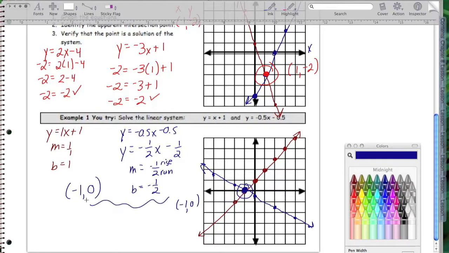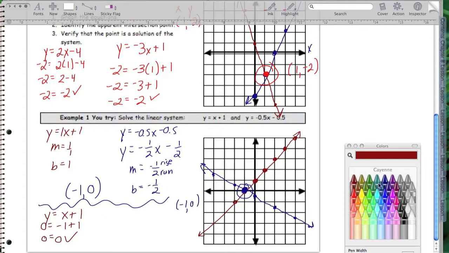Now we have to test it just to make sure, because you never know. Sometimes you think you're right, but then you substitute it and it doesn't work. That's why using a ruler is so important. So y equals x plus 1. I'm going to put negative 1 in for x, 0 in for y. Test it. 0 does equal 0.